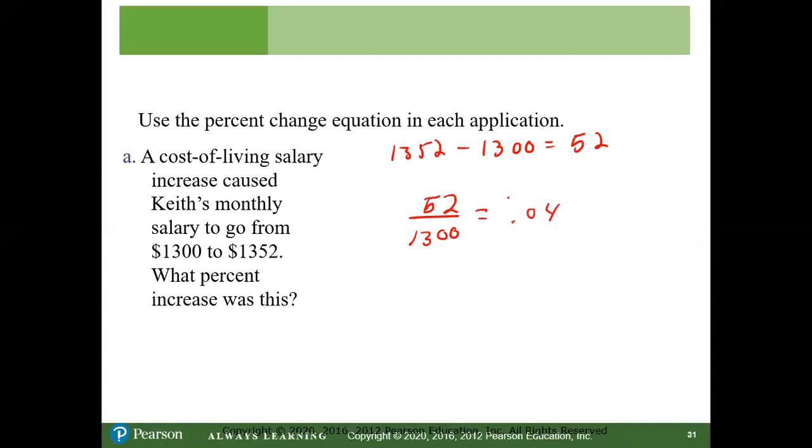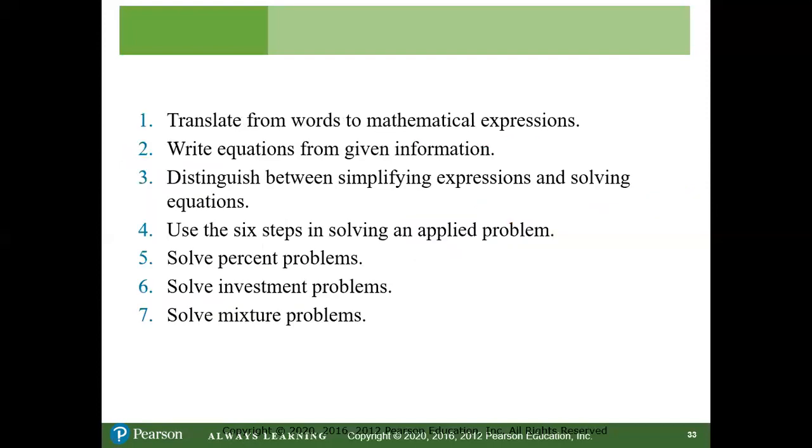0.04. That is not the percentage. We're looking for the percent increase. This is the decimal that represents that percent. You need to multiply it by 100 to get a 4% increase. So we get a 4% raise for the month, which actually isn't bad. You know, cost of living is about 2.5% a year.